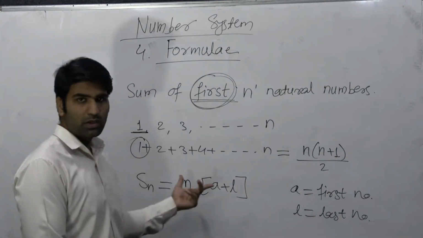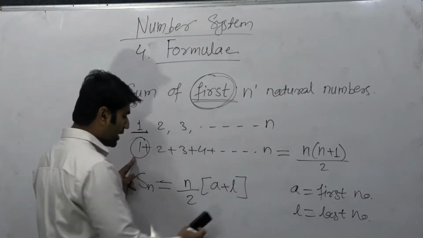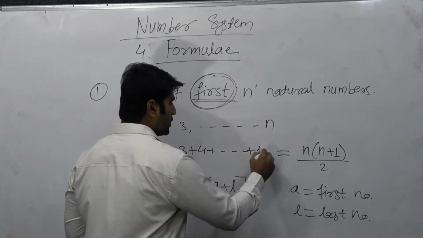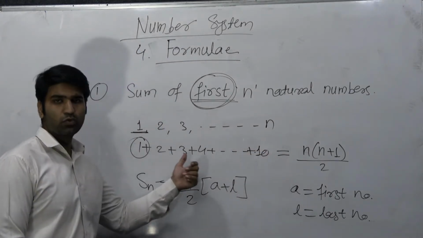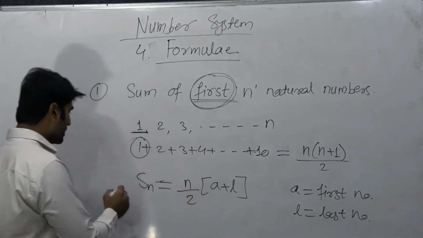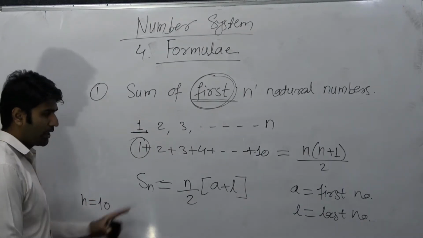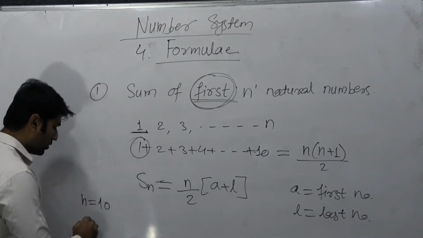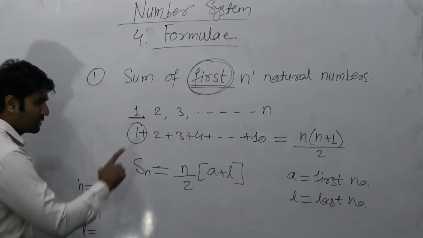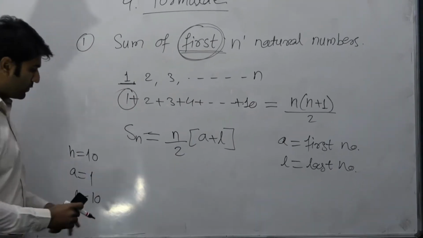So let's check what the answer comes. We have been given a series 1 to 10. Suppose we have to find out the sum of 1 to 10. 1 plus 2 plus 3 up to 10. So we have 10 numbers, therefore n is equal to 10. Then value of a is equal to, a means first number means 1 and l means last number means 10. Okay, so put this in the formula.